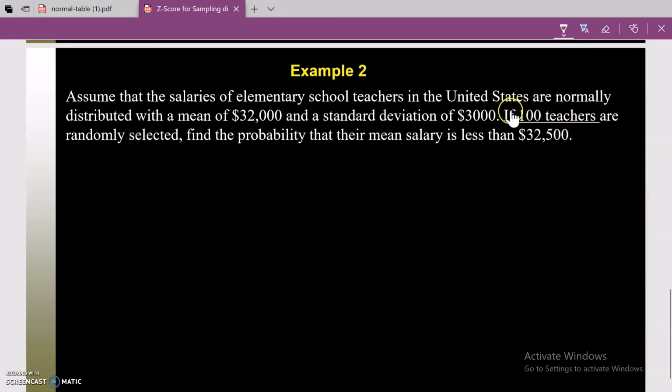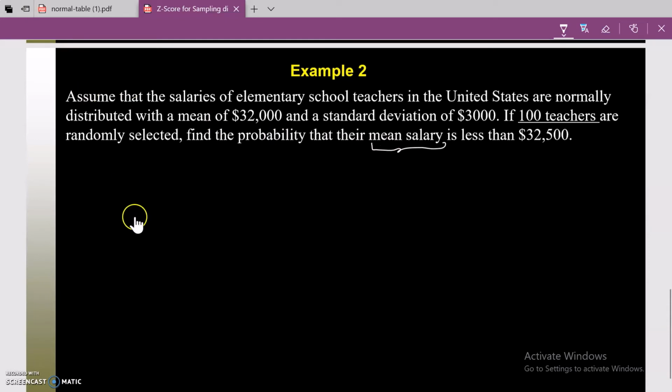I told you, as in our previous discussion, that this is a problem that deals with the sampling distribution. What is the reason for that? It's not a single value. We're talking about 100 teachers. We are selecting a sample of 100 people, and we want to find the probability of their mean salary. So the variable under consideration is here the mean salary, the average salary, right?